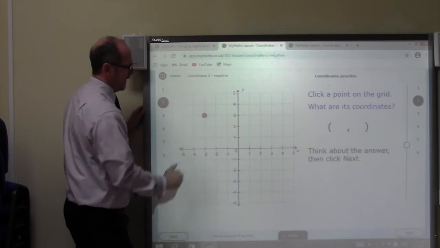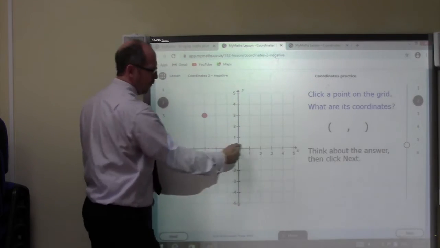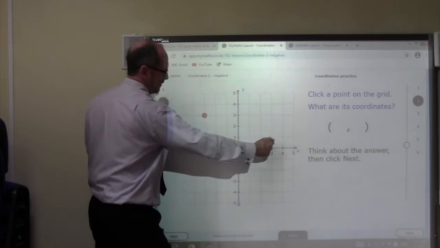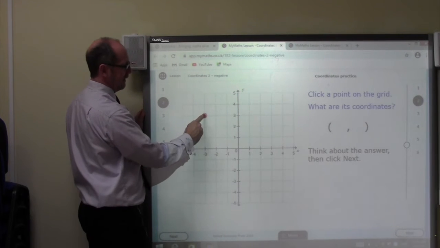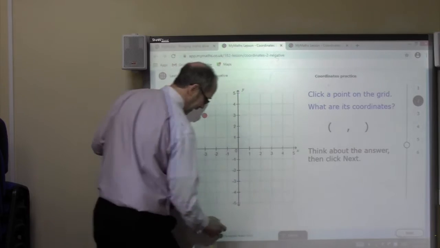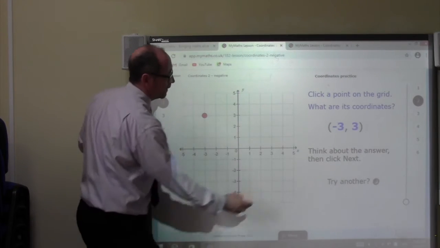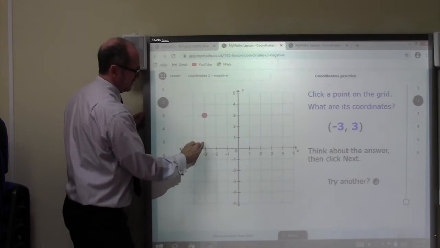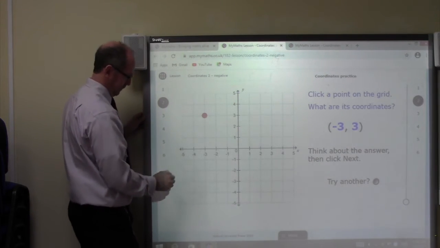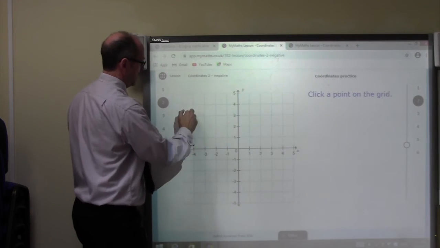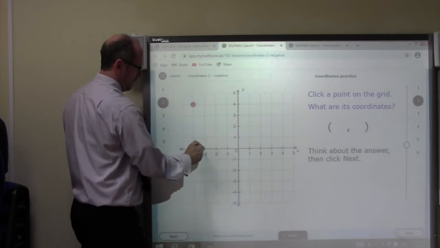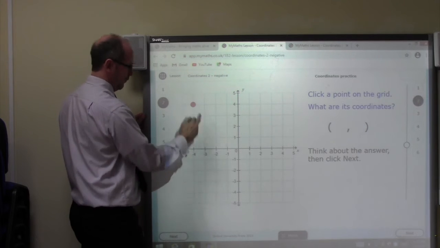So we're going to go over here. Now this time we're going into a minus first. So we've got a minus 3 and then 3 up. So it could be minus 3, 3: minus first and then up 3. Click another one. We'll do another one over here. So it's going to be minus 4, 4.